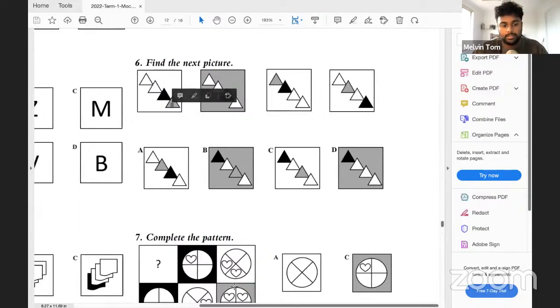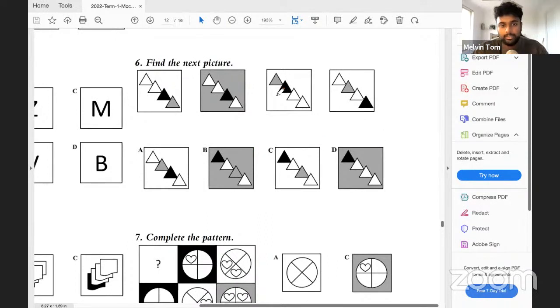And immediately I can see the gray starts off here, sorry. Let me do a spotlight. Vanishing pen. So it starts off here, then it goes to the background, then it goes to this one, and then to this one. So I'm assuming the next one goes here, right? So the answer can't be A. It has to be B, C, or D.